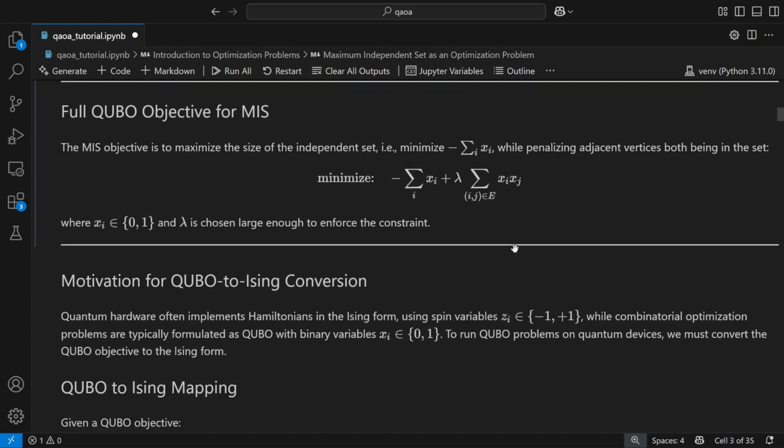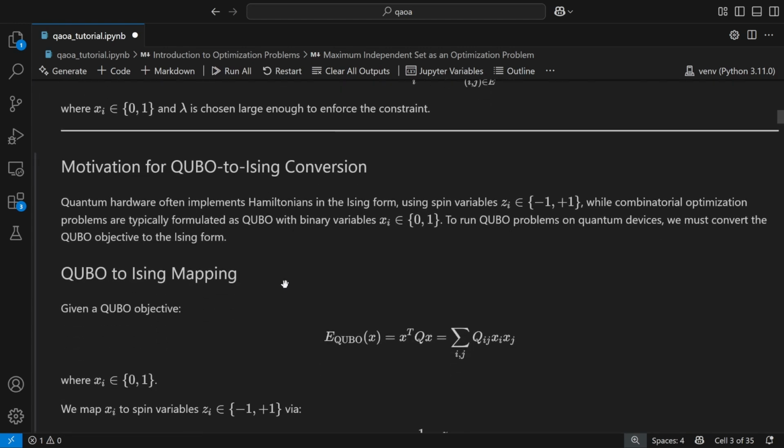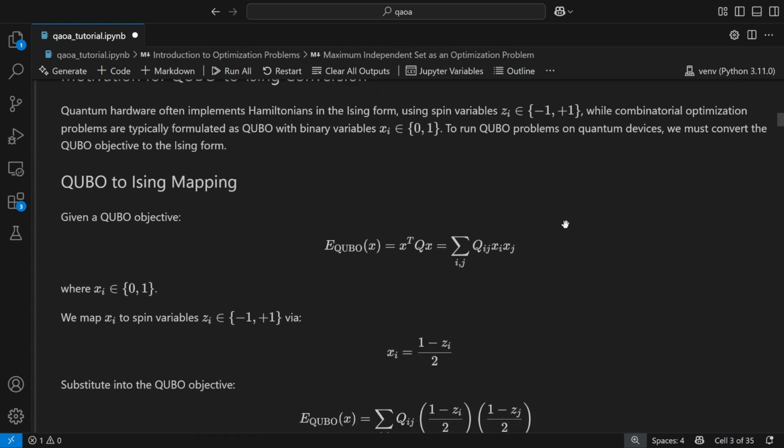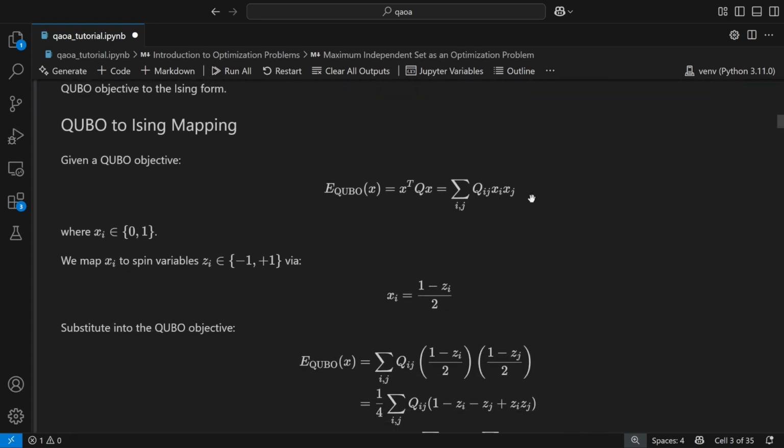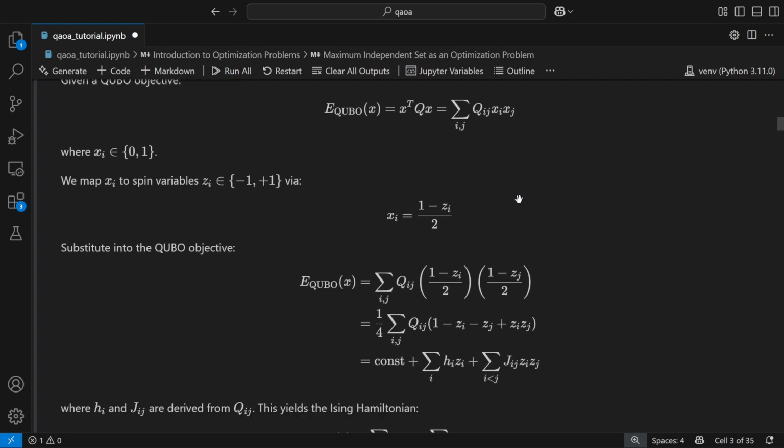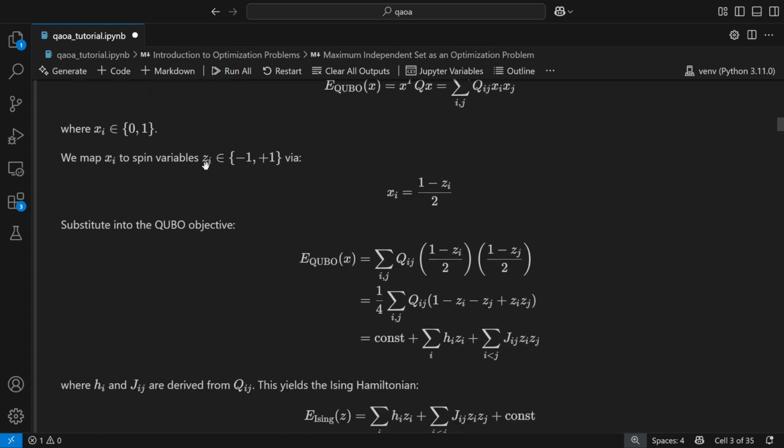Additionally, we want to convert the QAOA to Ising. The reason is that generally when we work with quantum hardware, we're working with spin variables, two-level systems in a quantum computer, and they're usually represented as spin variables that have values -1 and +1. So we can take our QAOA expressed in terms of binary variables xi and xj and convert that to spin variables zi, which is -1 and 1.